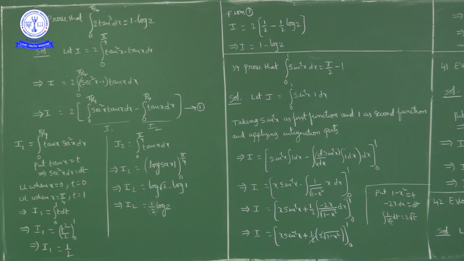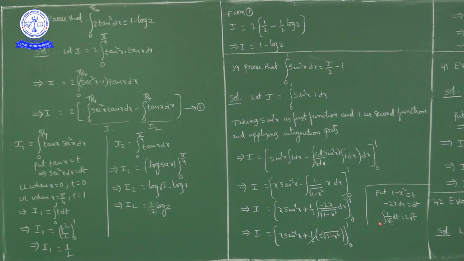Okay. So I'll multiply with 2 and divide with 2. What will we get? x sin inverse x plus 1 by 2 into integral minus 2x upon square root of 1 minus x square dx. What is the advantage? The advantage is here, if you put 1 minus x square is equal to t, minus 2x dx is equal to dt. So the entire numerator part is dt, and the denominator part is root t.